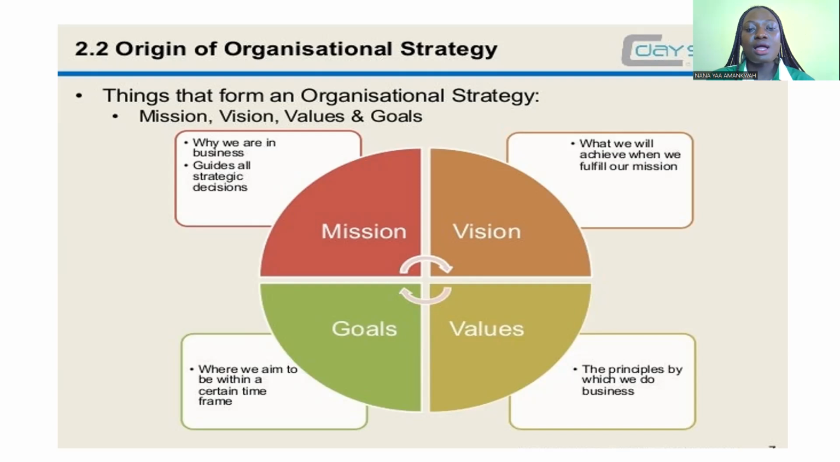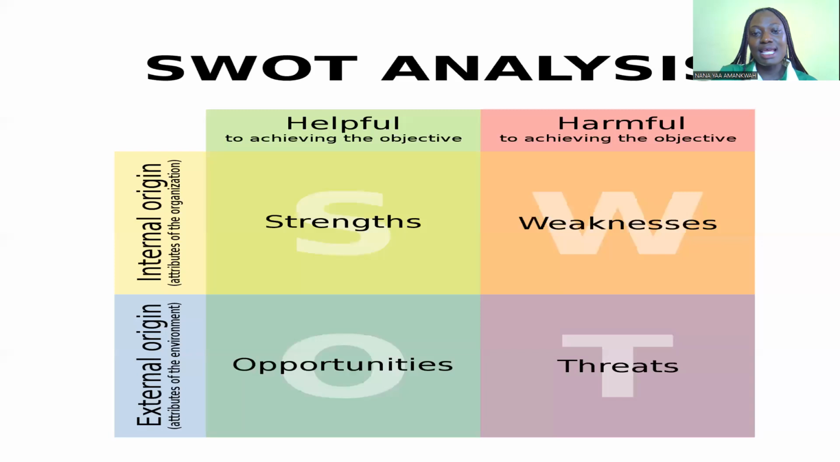Now the goals are where the organization aims to be within a certain time frame. Short-term goals, long-term goals, all those things come under goals. Now the values are the principles that guide the business. So these are 4 of the things that feed into strategy. If you're able to know these things and state them clearly, you'll be able to come up with a perfect strategy for your business. Again, you want to look at the SWOT analysis.